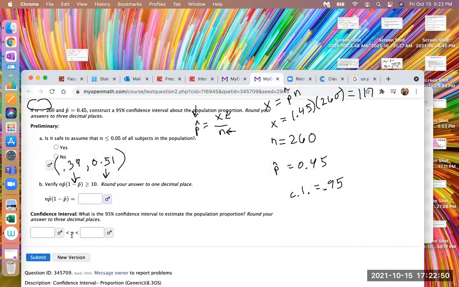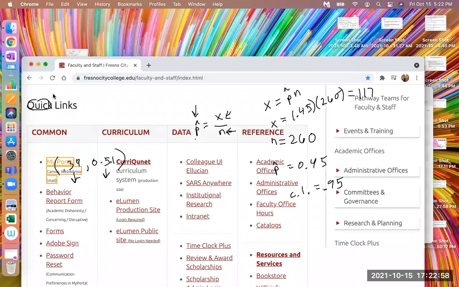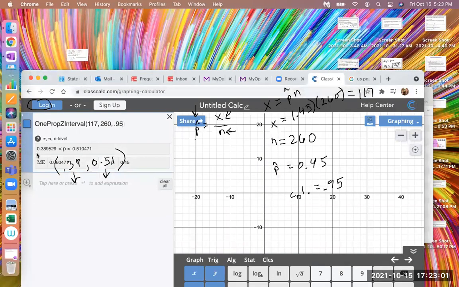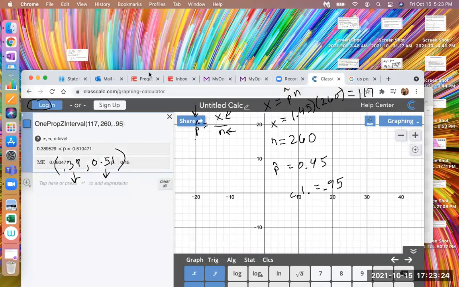What I like about this calculator is that the answer literally looks exactly like how you need to input it on your homework. Sometimes they vary a little bit, but the 0.39 is exactly what we wanted to enter, and the 0.51, and there we go. Oh, they actually said to 3 decimal places. So let me back up here. I think we just got lucky that I rounded to 2 decimal places by accident.